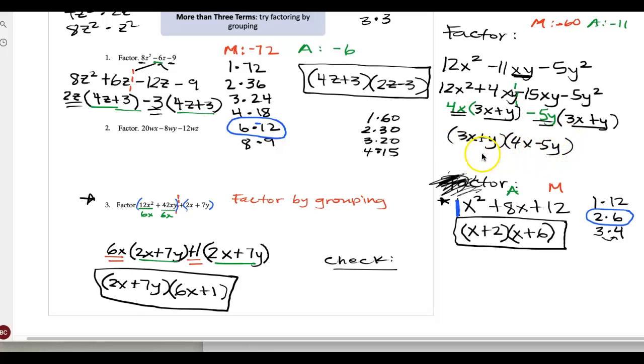Okay, now let me ask you this, and hopefully you've seen it on the homework, but does it matter which way I write these parentheses? Meaning, is 4x minus 5y times 3x plus y the same thing? Do we get the same answer? Because we said this was the answer. Is this second one also a good answer?